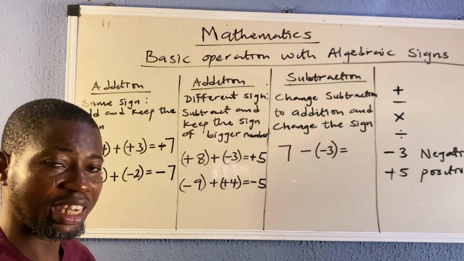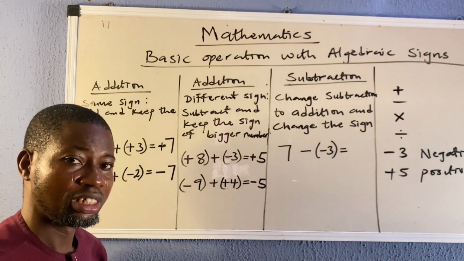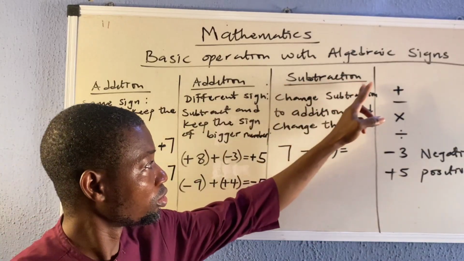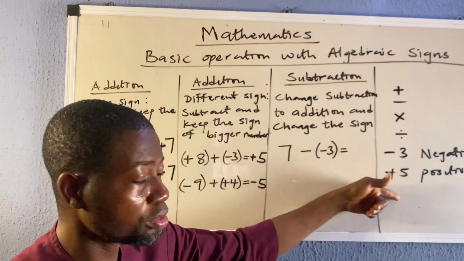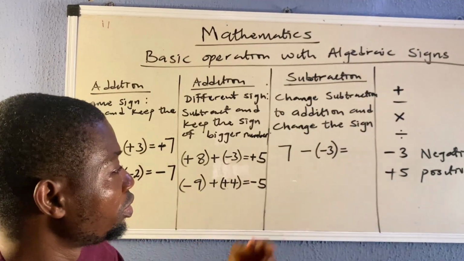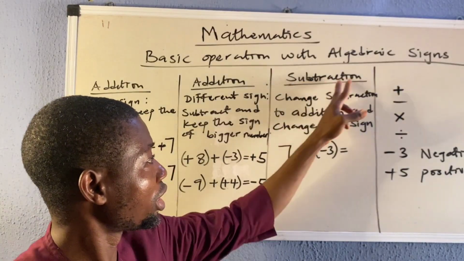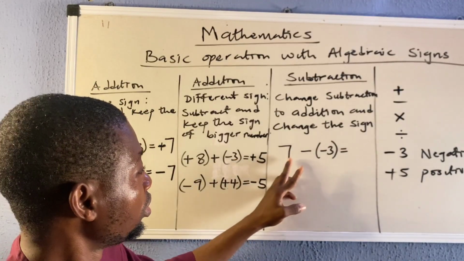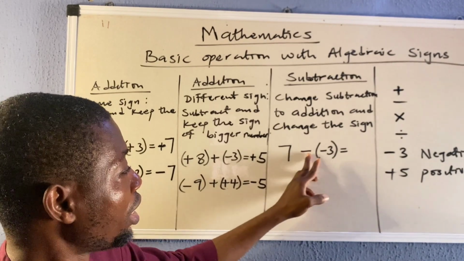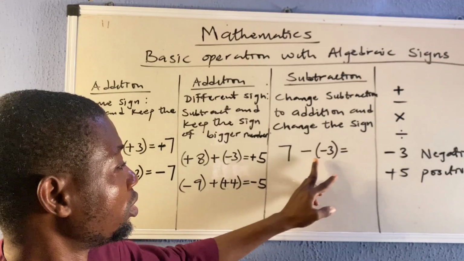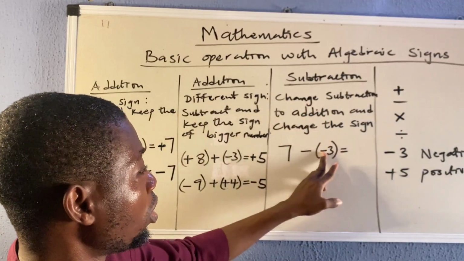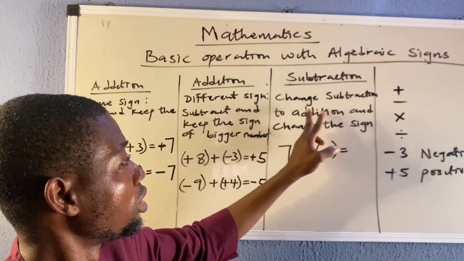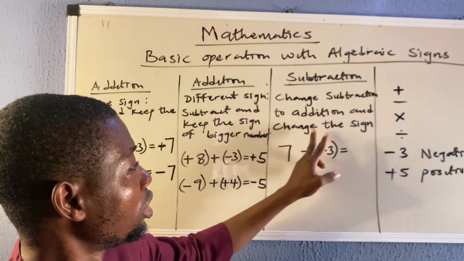These things are not hard at all, but if you don't put your mind to it, they can make you do wrong calculations. Now, let's move to subtraction, though we are still going to do a few more examples on these three of them, rather. Now, the next one is subtraction. For subtraction, the only golden rule there is, when you have a positive number minus a negative number, the negative number will change to positive. We change to addition. Change the subtraction to addition and change the sign.